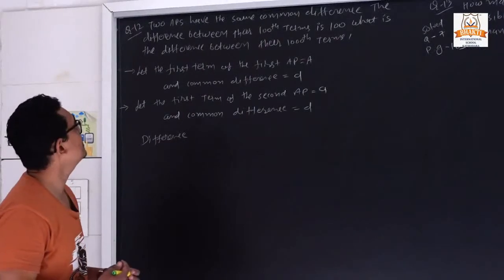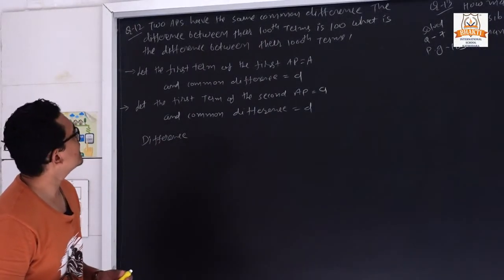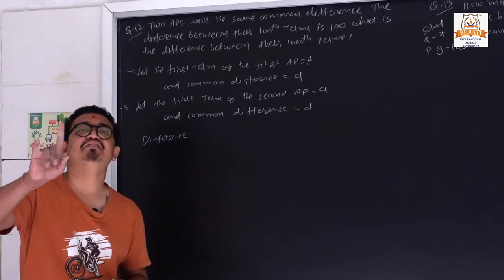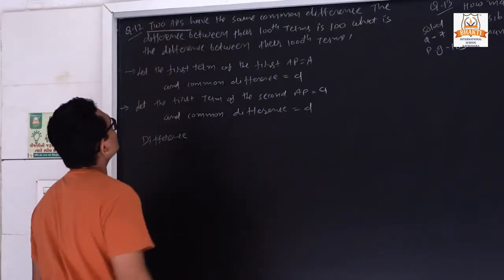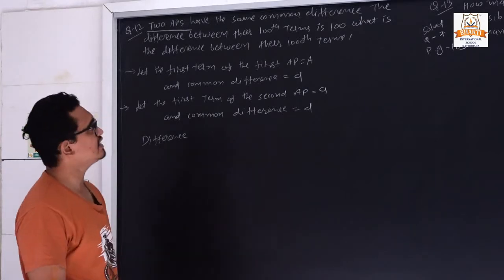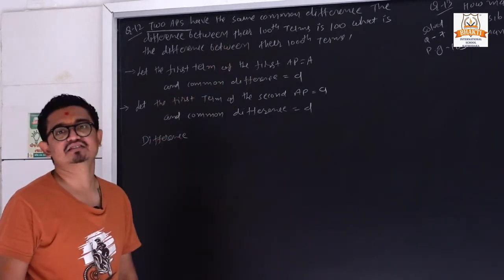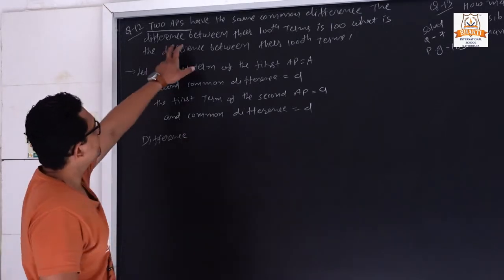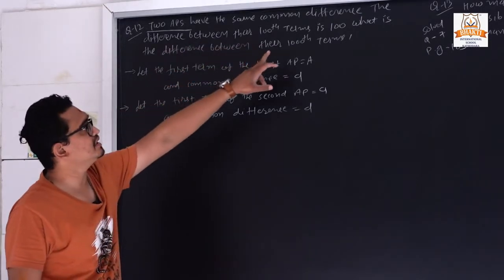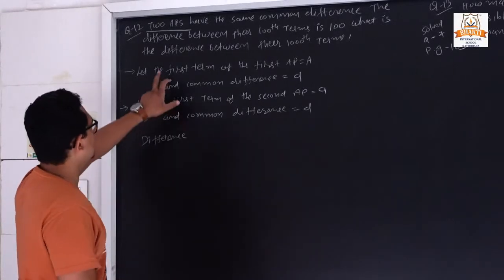Question number 12 from exercise 5.2. Two arithmetic progressions. It means what? We have two series. They already told us there are two APs. So we have two series having the same common difference. It means both have the same difference, and the difference between their 100th terms is 100. So first of all we can start like that.